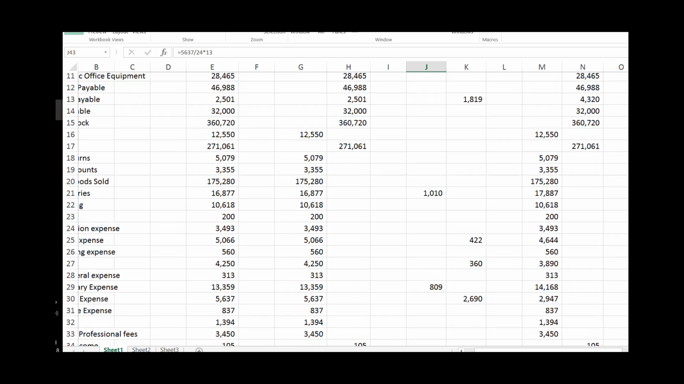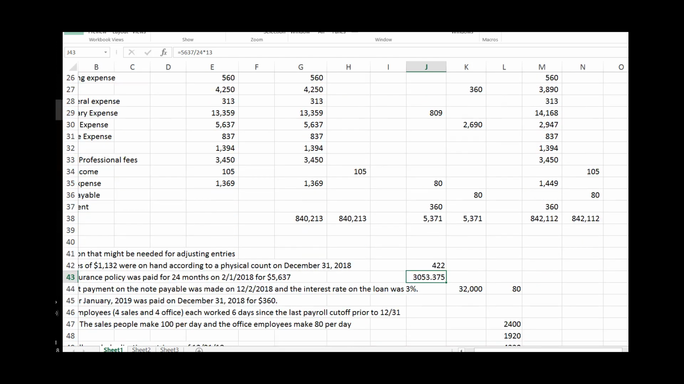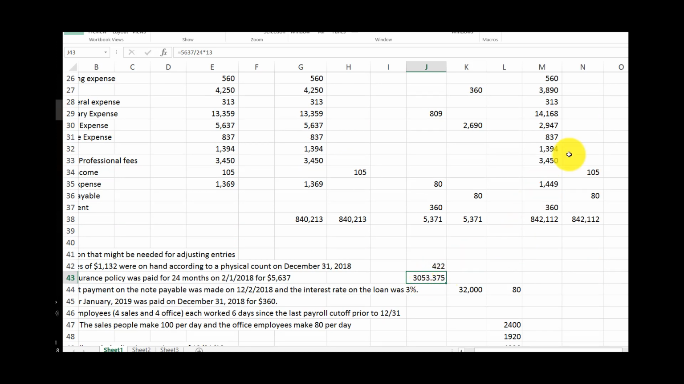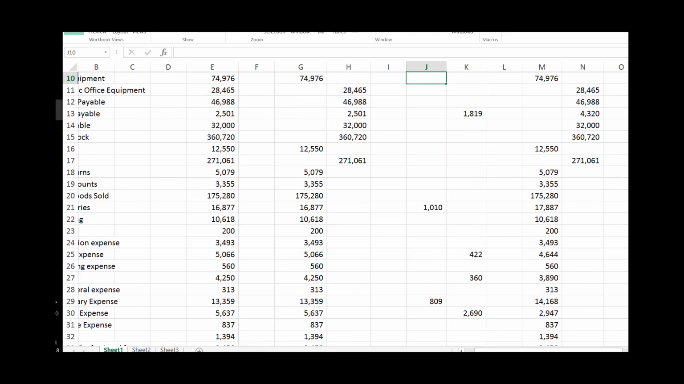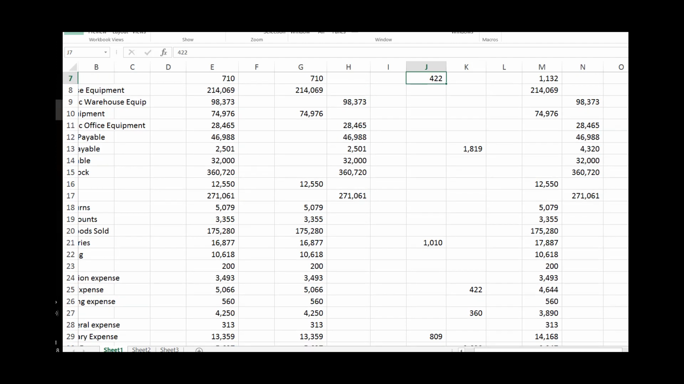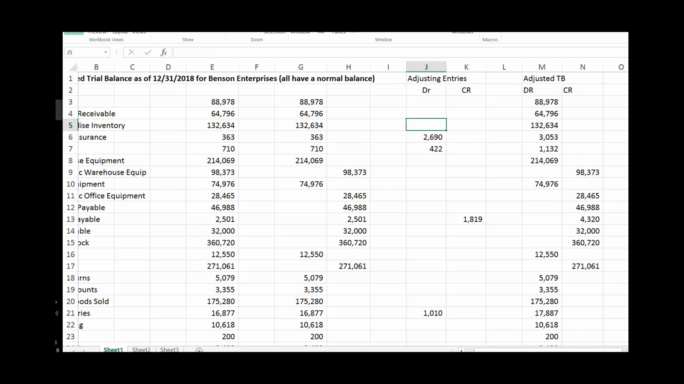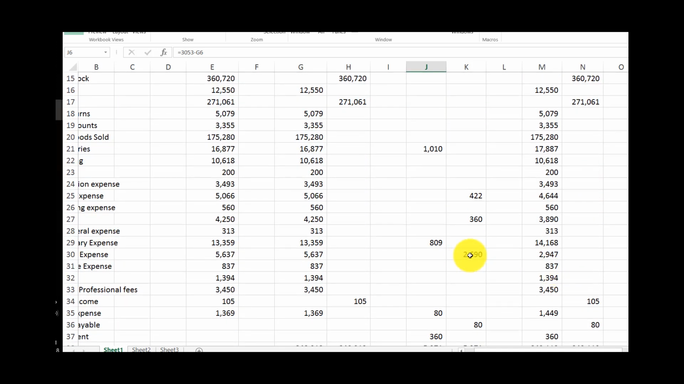So we need a prepaid insurance of 3,053, and we're just going to round. So we need to debit that for 2690. So we figured out that the amount of months left, 13 months, is 3,053 of insurance. So we debited prepaid insurance and credited the insurance expense for the 2690. So again, we're trying to get to what it should be. In this case, it was put under expense. We're going kind of backwards from what we learned in Accounting 101.